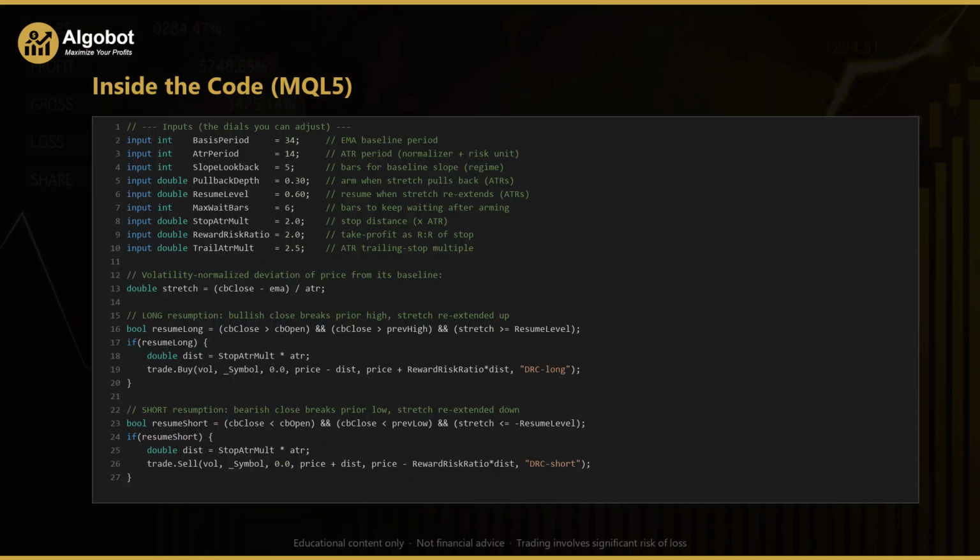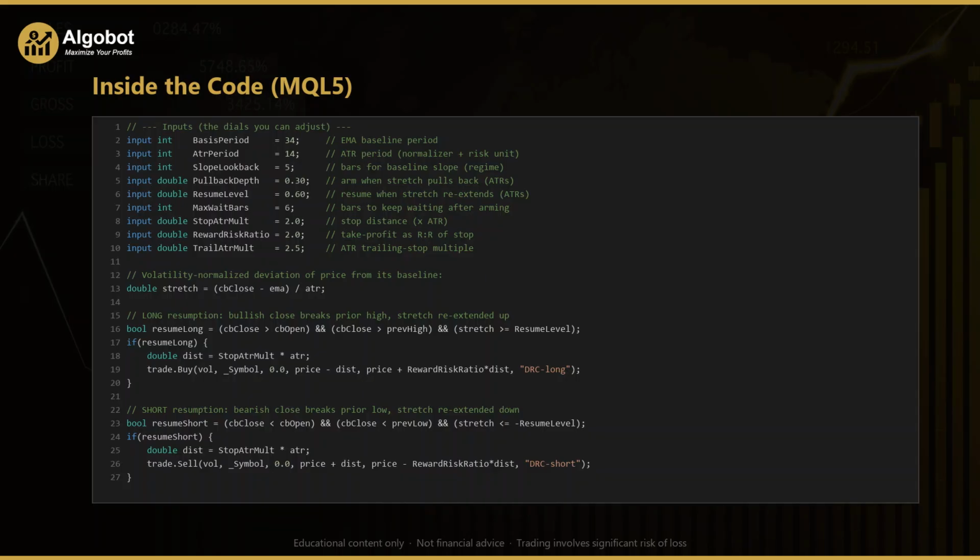Now the long block. The condition reads: the signal bar closes above its open, its close is above the prior bar's high, and the stretch is greater than or equal to resume level. When all three are true, the code calls trade.buy, passing the volume, with a stop placed one stop distance below price and a take profit at the reward to risk multiple above.